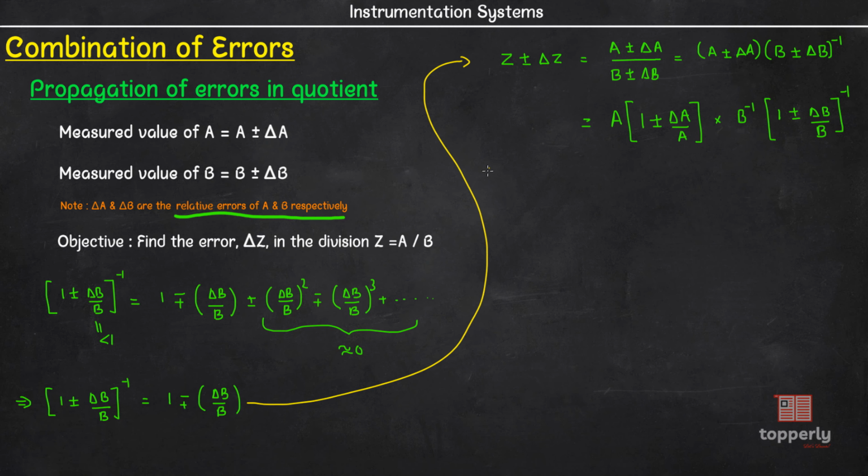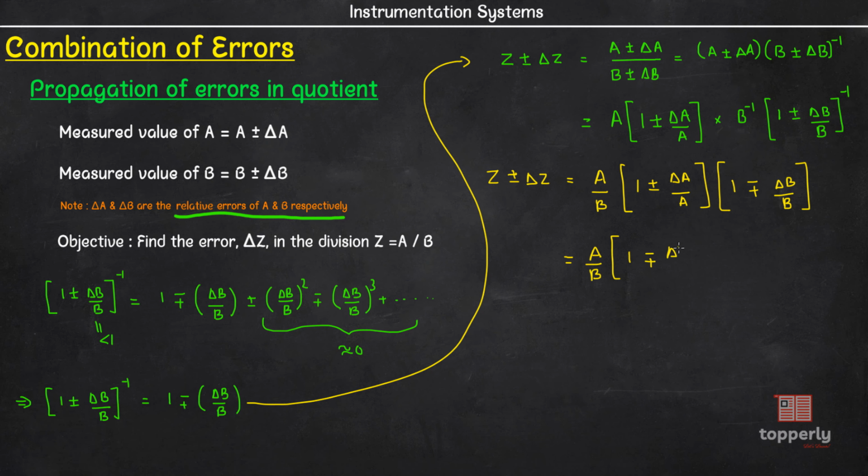Plugging this into this equation gives us Z ± ΔZ = A/B, and there is a B raised to minus 1, so I can write it as A/B into (1 ± ΔA/A) into (1 ∓ ΔB/B), and this can be expanded as A/B into (1 ∓ ΔB/B ± ΔA/A ∓ ΔA·ΔB/AB).